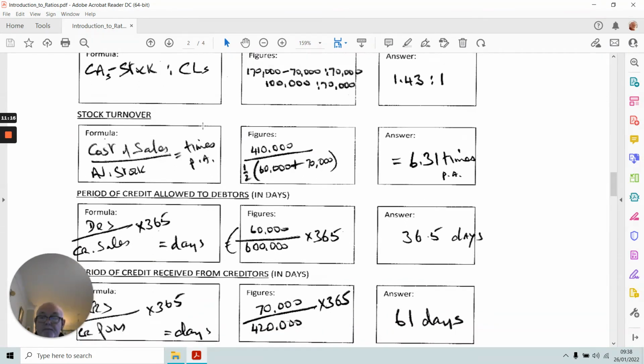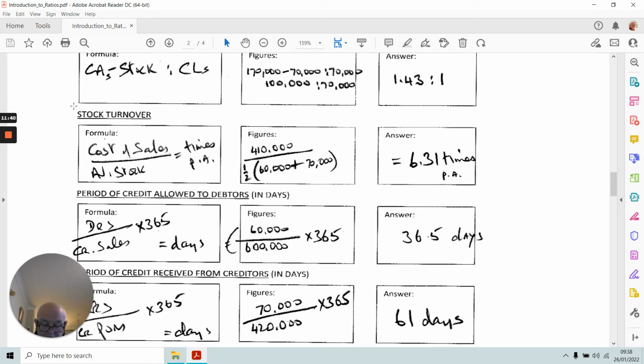Moving on then to stock management. Are we making efficient use of our stock? It's important that you shift your stock quickly. You don't want your stock hanging around the place where it can go off, it can deteriorate, it could be stolen. If you carry too much stock, you've got to insure it, you've got to warehouse it.